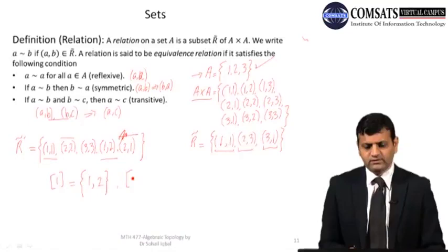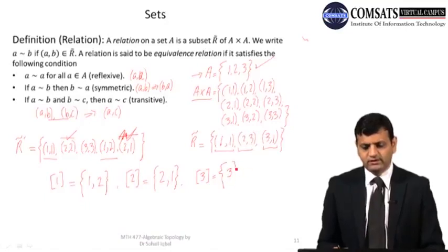Similarly, we can calculate the equivalence class of 2. 2 is related to 2 due to this ordered pair, so 2 is part of this set. Similarly, 2 is also related to 1 due to this ordered pair, so 1 is also in this set. Similarly, we can calculate the equivalence class of 3. 3 is only related to 3, so the only element in this equivalence class is 3.